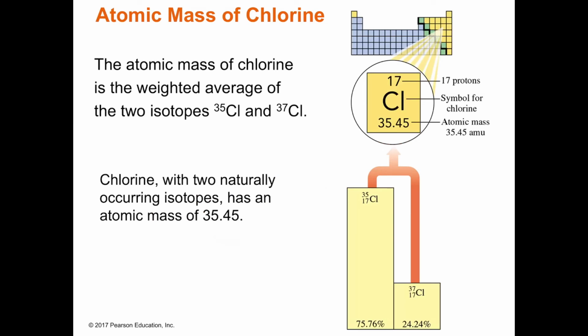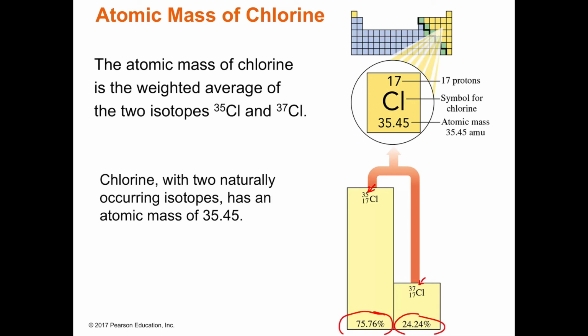So let's see an example. We have chlorine 35 and chlorine 37. If we had the masses of each of these, so we have the masses and their percent abundance down at the bottom, we could go through and calculate the average mass of chlorine.